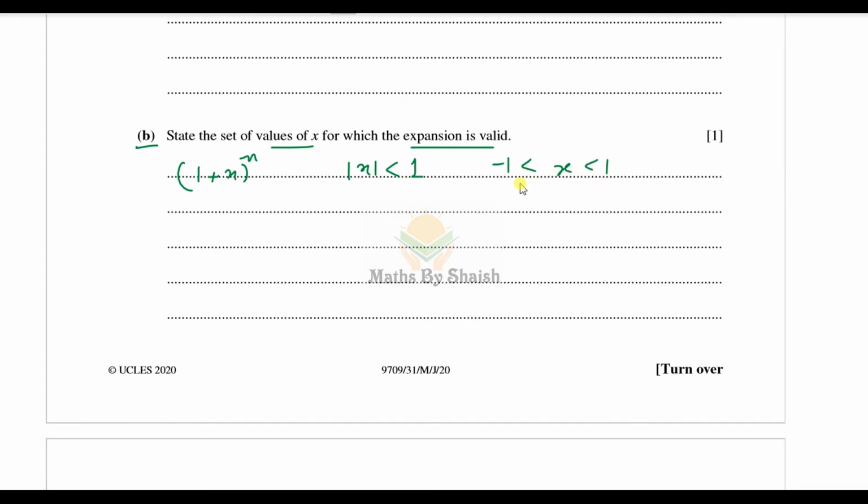So if we compare it, in place of x we have 3 by 2x. So modulus of this should be less than 1, or we can write it as, because 3 over 2 is a positive number, 3 over 2 modulus x is less than 1. So the final set of values of x is modulus x less than 2 over 3, by cross multiplying the 3 by 2 to the other side. So that is the final answer. I hope it is clear.